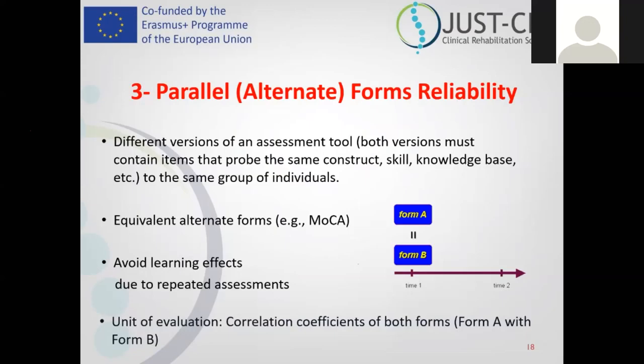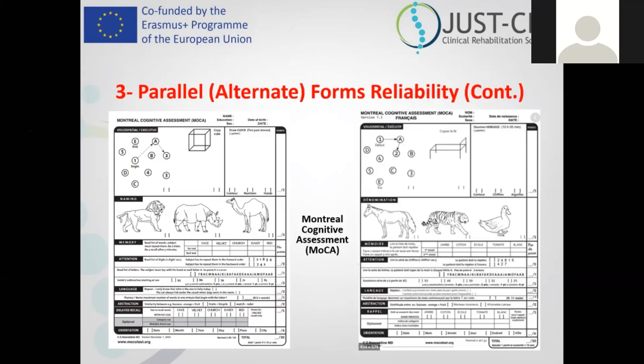And the unit of evaluation for parallel forms reliability is the correlation coefficients of both forms. So for example, if we use the form on the left for one individual, and we use the form on the right for the same individual, they should both yield similar results that are highly correlated.